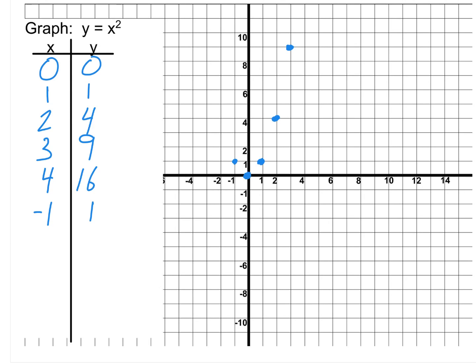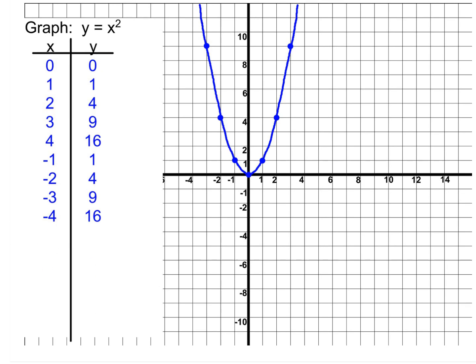The rest of these should go pretty quick then. -2 will give us 4. -3 will give us 9. And -4 will give us 16. Anytime you square a number, it'll always be positive. That is a rule that is true 100% of the time with real numbers. So you plot those points, then this is what you should be looking at for a final graph after you put it all together.